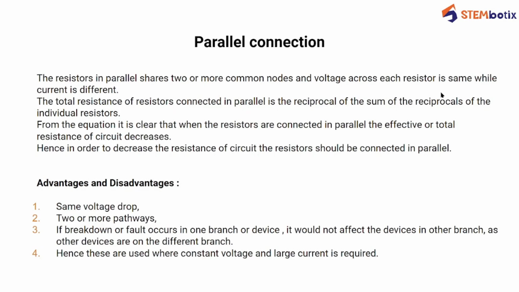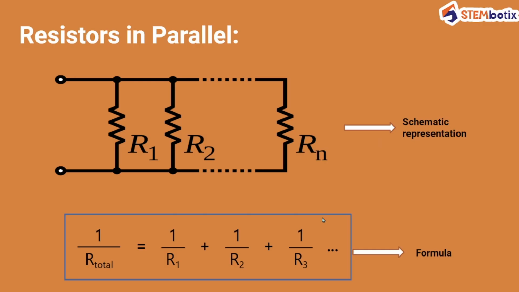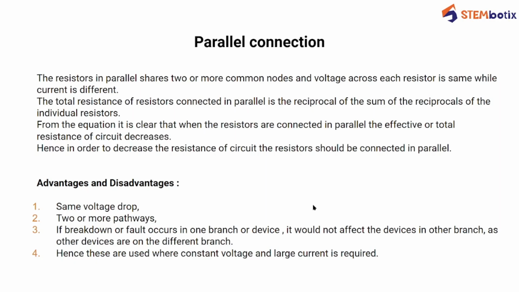The total resistance of resistors connected in parallel is the reciprocal of the sum of the reciprocals of the individual resistors. From the equation, it is clear that when the resistors are connected in parallel, the effective or total resistance of the circuit decreases. From this formula, you can see that when you connect n number of resistors in parallel, the effective or total resistance will be decreased. Hence, in order to decrease the resistance of the circuit, the resistors should be connected in parallel.